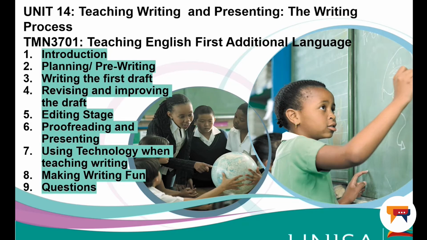Today we'll be looking at Unit 14, where we will be discussing the writing process. Okay, remember that this is for Unit 3701, where we are teaching English first additional language. Okay, the steps that we are going to go through is first a brief introduction, the planning or pre-writing phase, writing the first draft, revising and improving the draft, the editing stage, proofreading and presenting, and then using technology when writing, and then also ways to make writing fun through the use of technology. Then we will also look at some questions that you can engage with and think about for the forum.